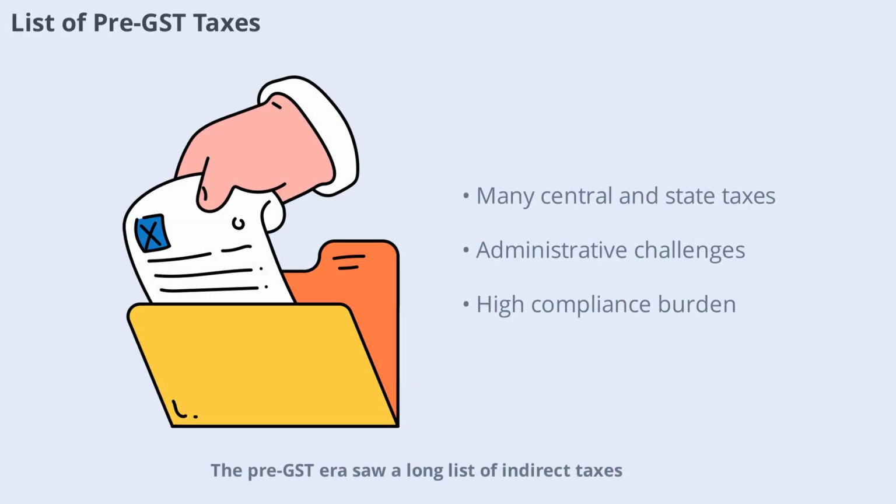The pre-GST era saw a long list of indirect taxes. Central taxes included central excise duty, additional duties of excise, service tax, and surcharges.